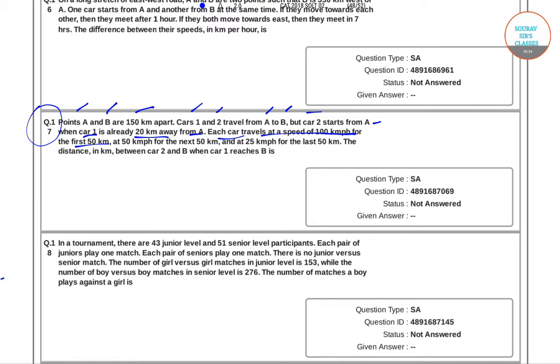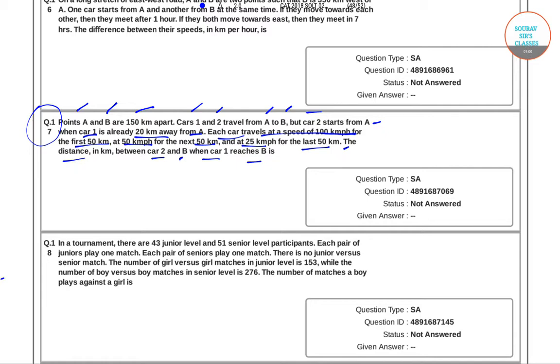Each car travels at a speed of 100 km per hour for the first 50 km, then at 50 km per hour for the next 50 km, and at 25 km per hour for the next 50 km. The distance in kilometers between car 2 and B when car 1 reaches B is given by. So this is what we need to solve.